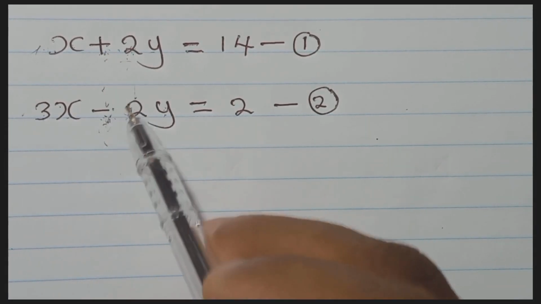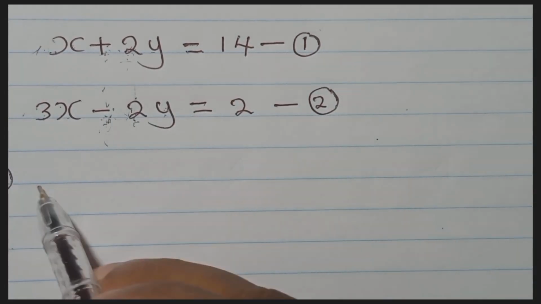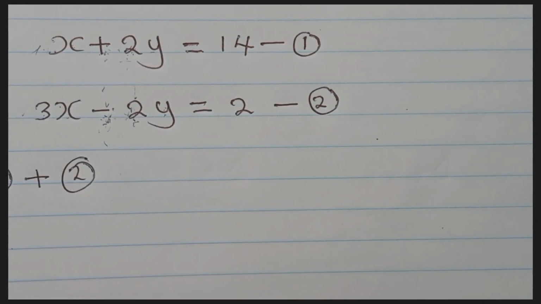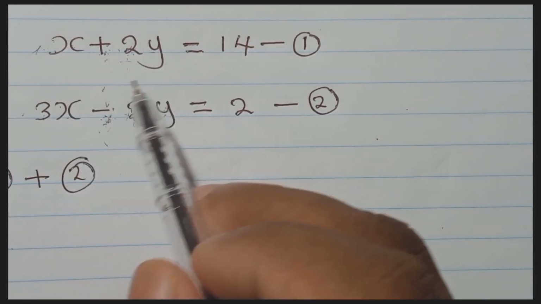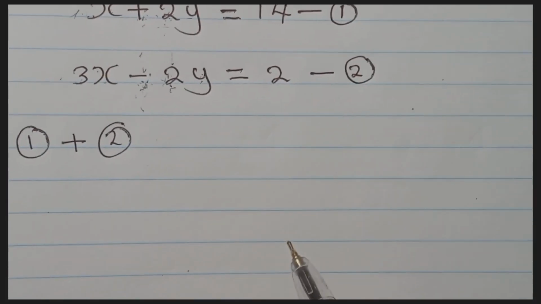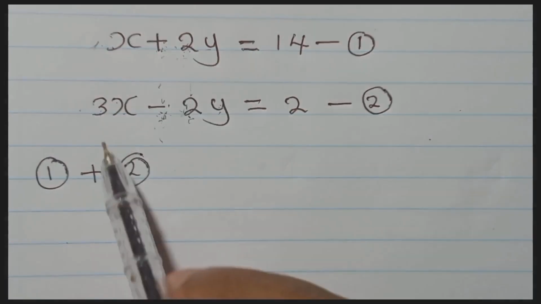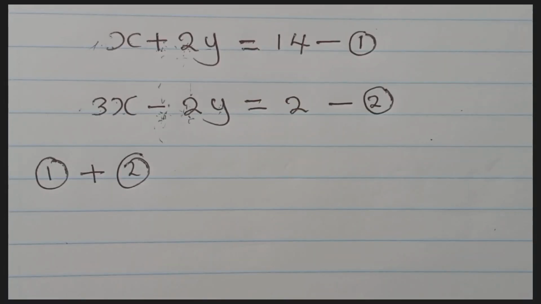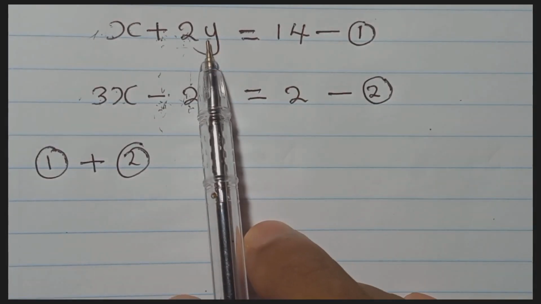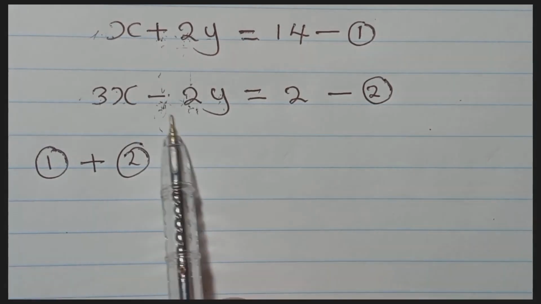When you have different signs and you need to cancel these out, you need to add these two equations. Normally we write it like this: 1 plus 2, equation 1 added to equation 2. When you add these two equations, it will cancel out. That's why we do it this way, this equation added to this equation. That's the idea. I will tell you again: you need to check which letter has the same number, then consider the sign of that.